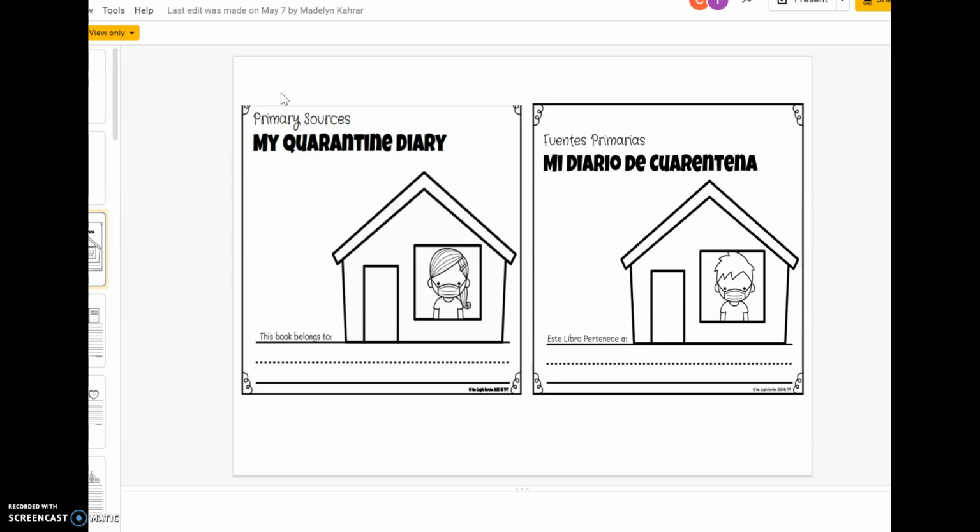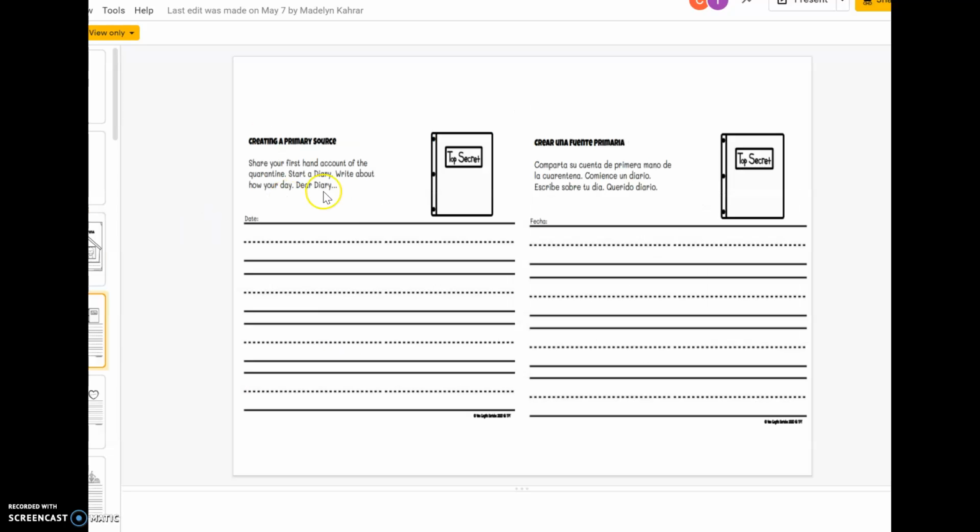So this is going to be a primary source because you are writing about quarantine, and it's titled My Quarantine Diary. This book belongs to, write your name down here, and we're going to do this page here, creating a primary source. Share your first-hand account of quarantine. Start a diary. Write about your day. Dear diary, right? And you write the date up here and write about your day during quarantine. What happened? What you've been doing, right?